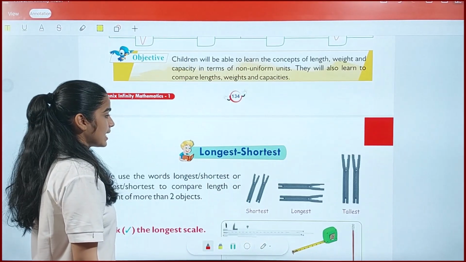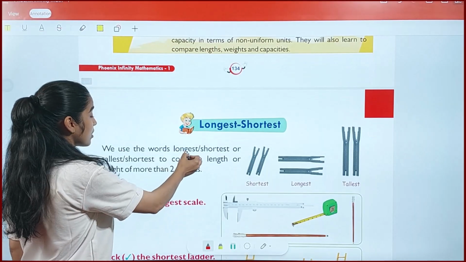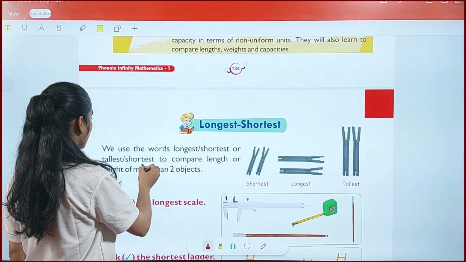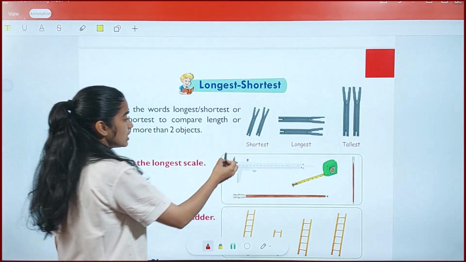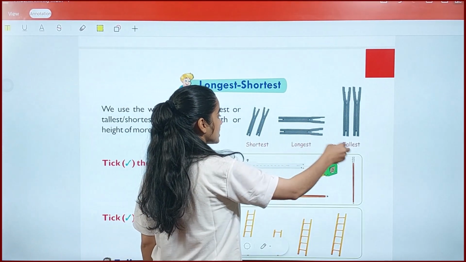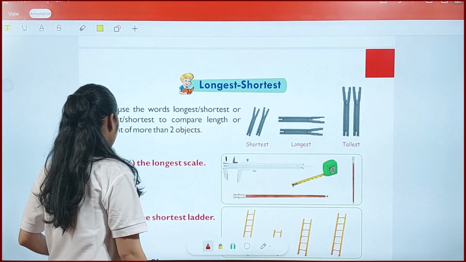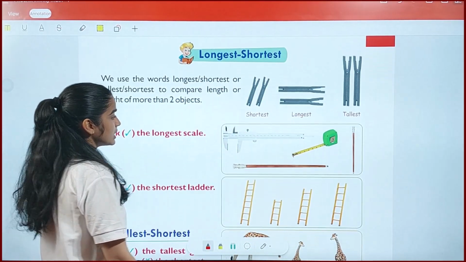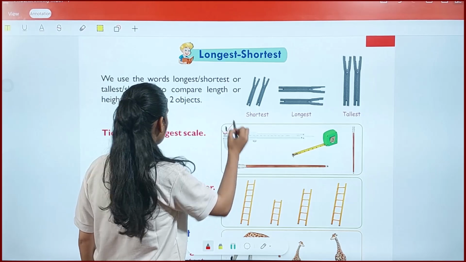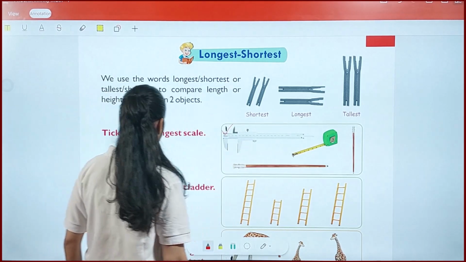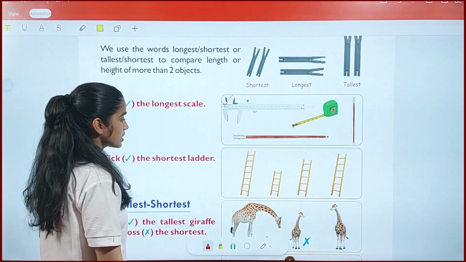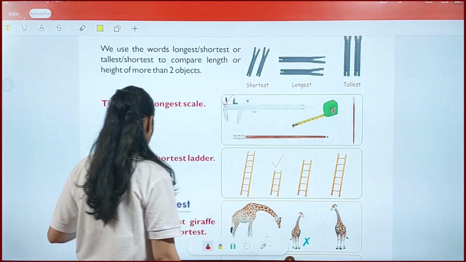Now, longest and shortest. We use the words longest, shortest or tallest, shortest to compare the length or height of more than two objects. So, these are the shortest, these are the longest and these are the tallest. Now, take the longest scale. Which one is the longest scale? No, this one. This is the longest scale. Now, take the shortest one. This is the shortest one.